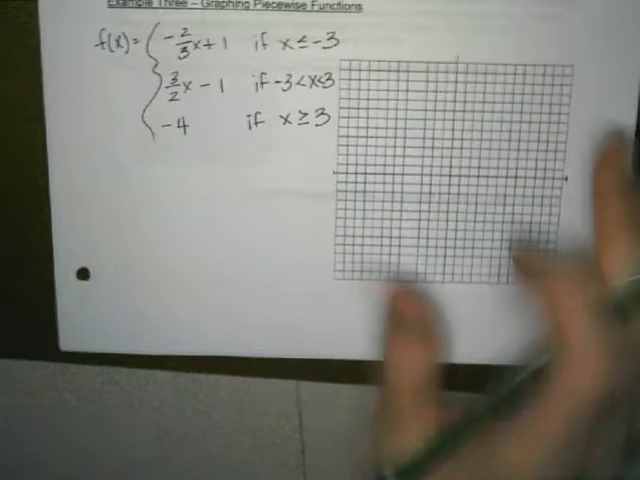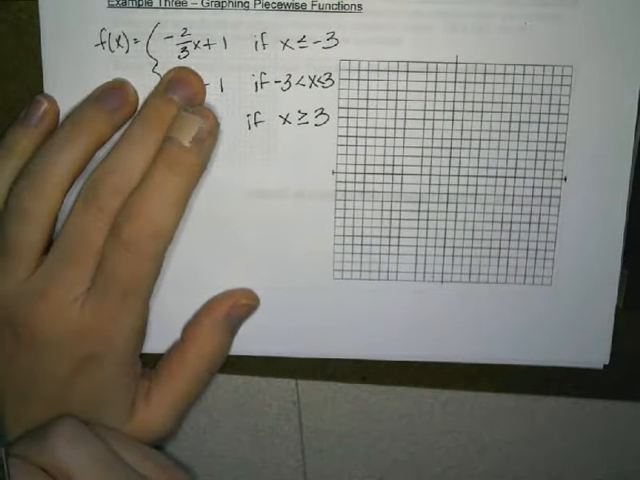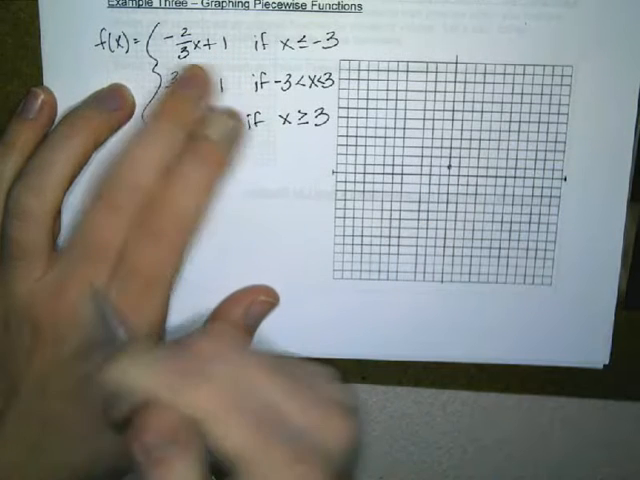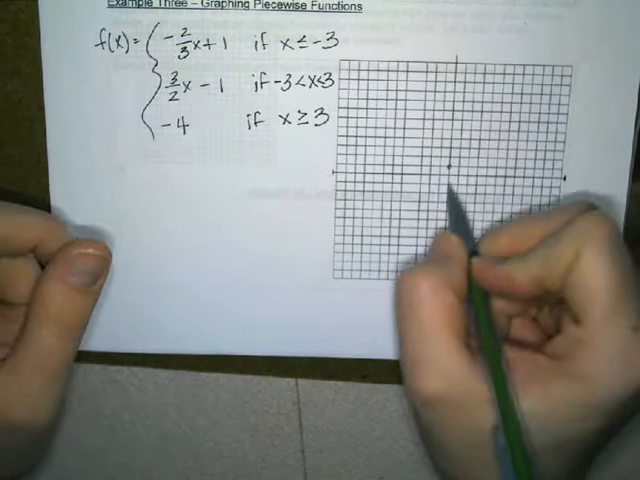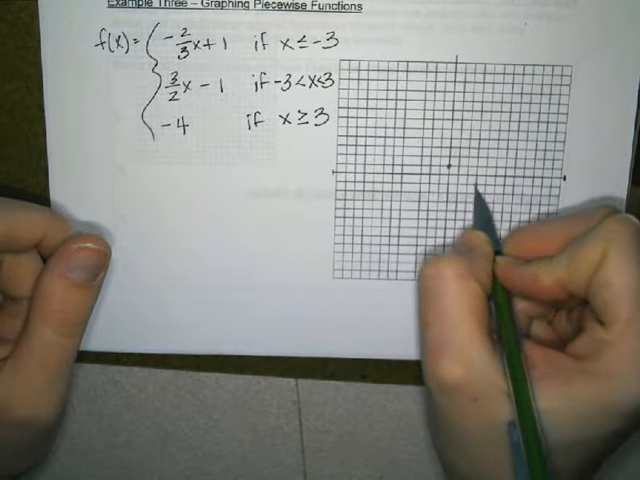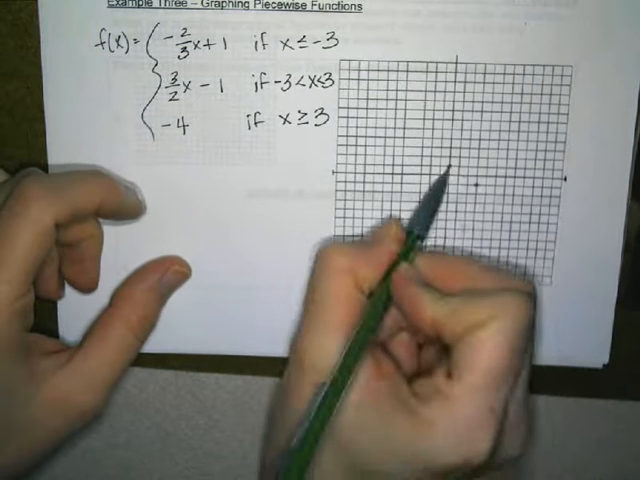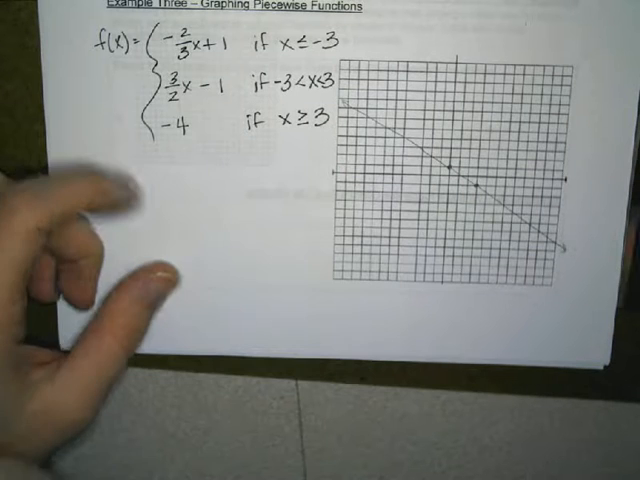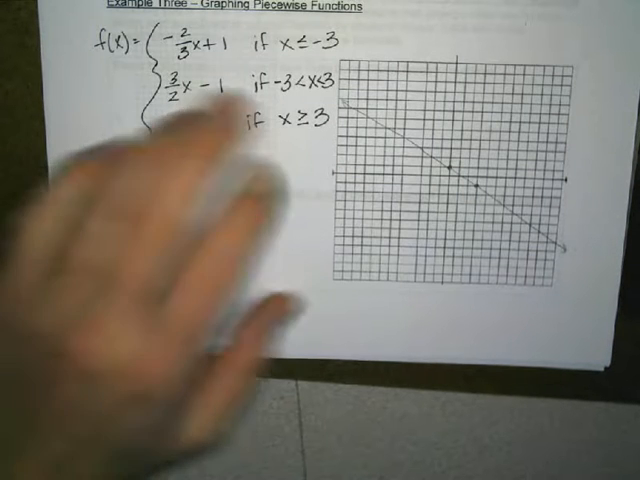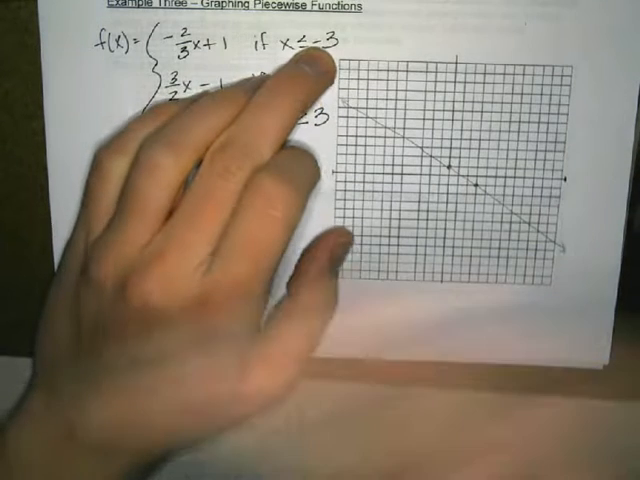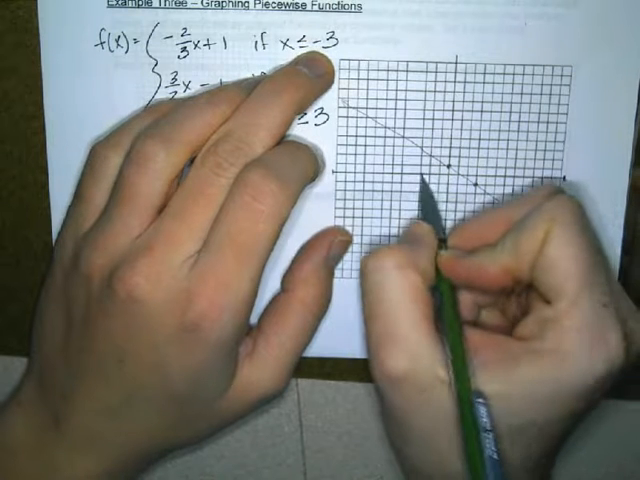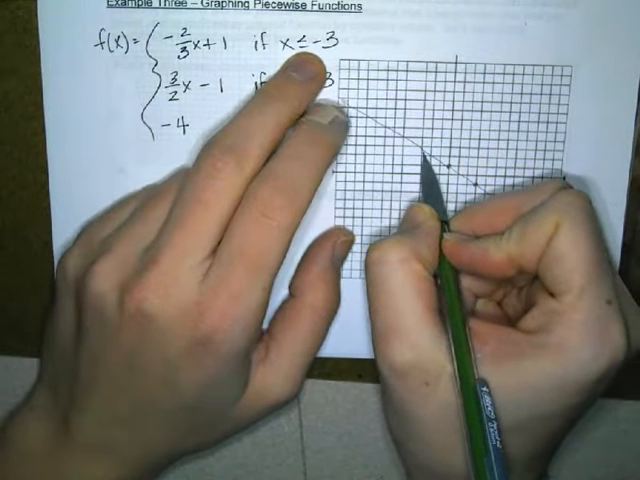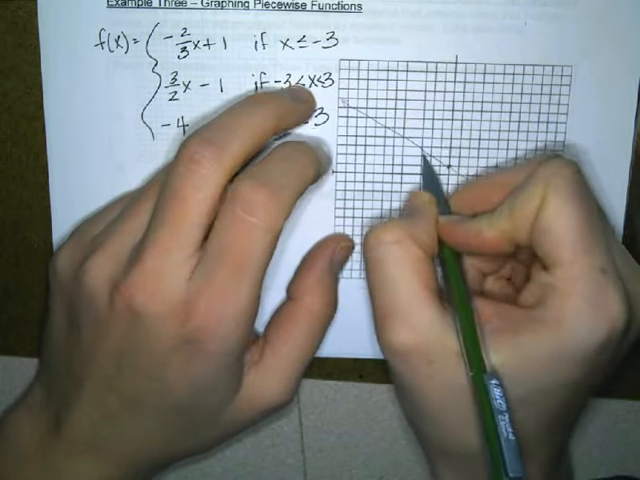Okay, I'm going to start with -2/3 x plus 1. The y-intercept is 1. The slope is down 2 over 3. So down 2 over 3, and graph in your line. Okay. Then the cutoff point is at -3. So I'm going to go to where x is -3, follow it up to where it hits my line, and I'm going to put a solid dot there because I have an equal to bar.